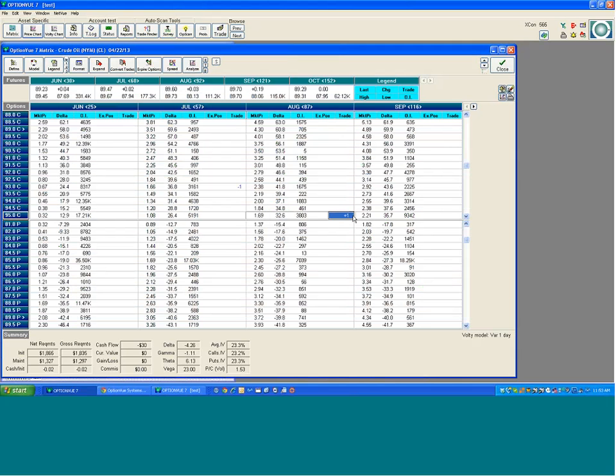So that's one thing you could do. Another thing you could do, if you wanted, to obtain negative deltas, as I say, you would do a credit call spread. So you can do a credit call spread in the month of July.